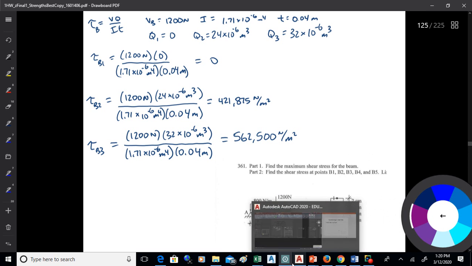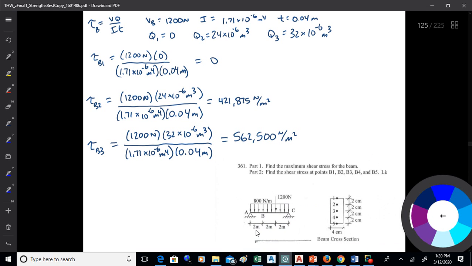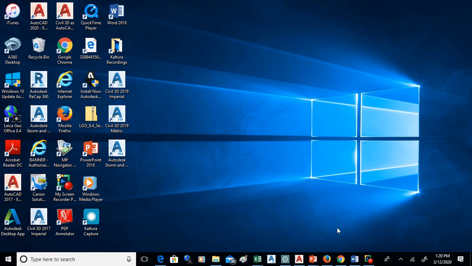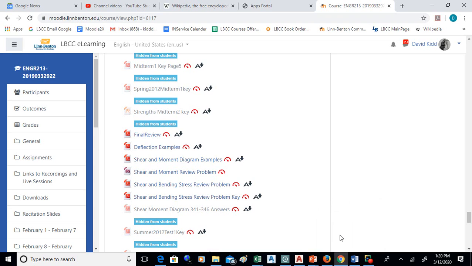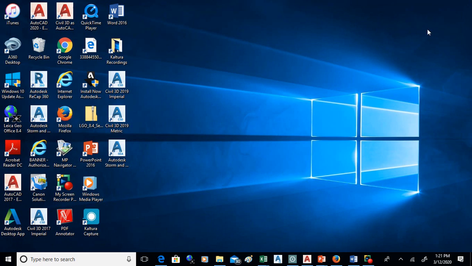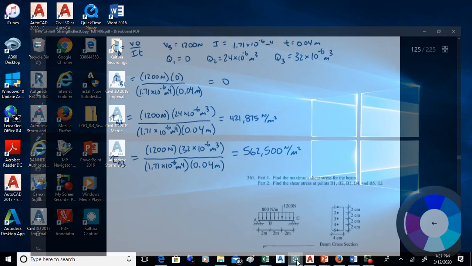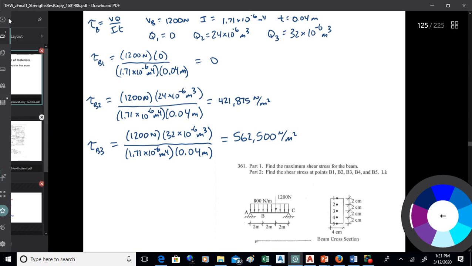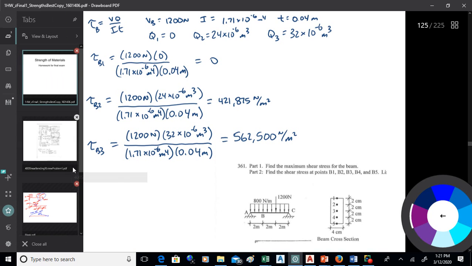All right, so why don't we have a look at this review problem then. Now, for those of you online, there's a review problem in Moodle right there. It's the shear and bending stress review problem. The key is right below in Moodle, so there they are. And then we're just going through this thing. So let's have a look, and let's get our way through this today if we can. If not, we'll try and finish it tomorrow.